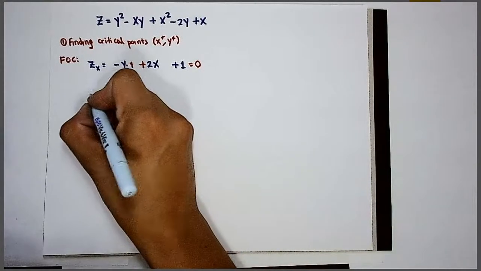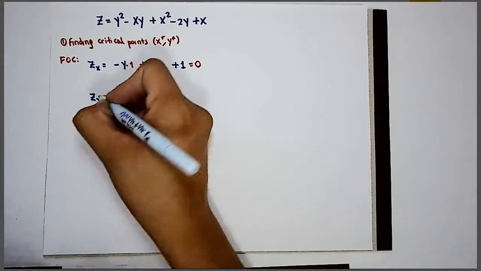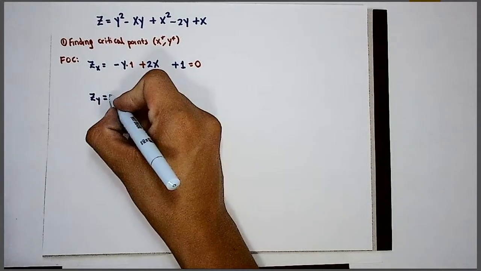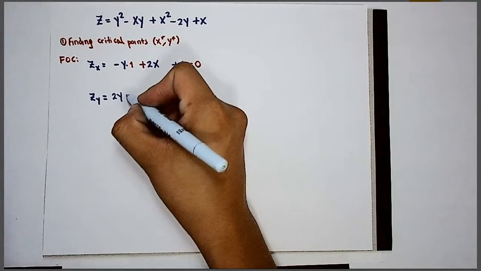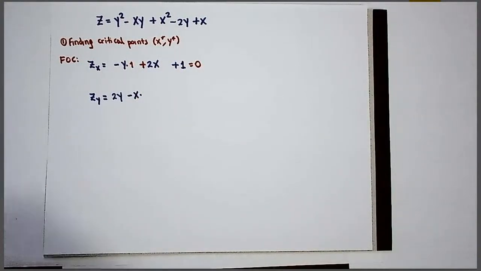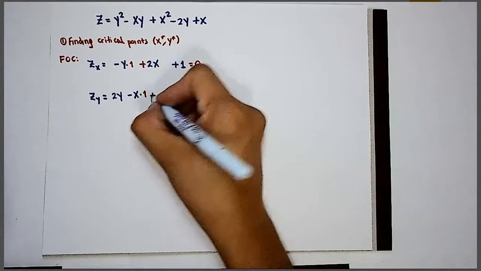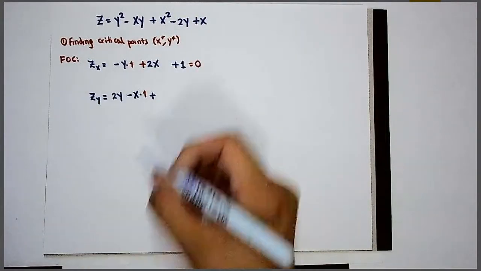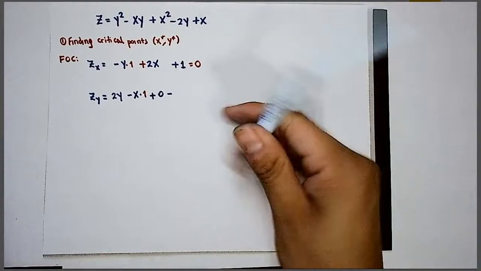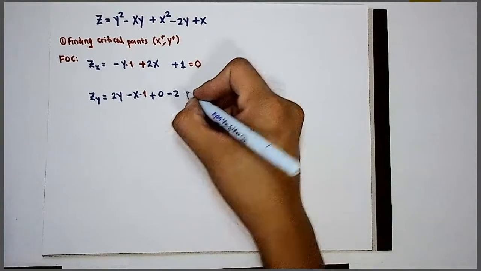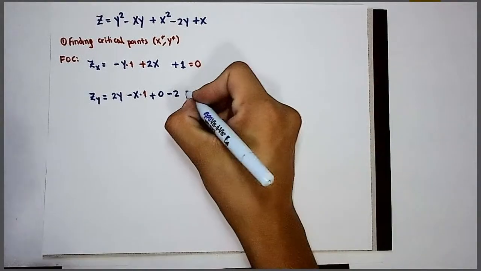Now we need to take the derivative of z with respect to y. This is 2y, here x is a constant, times the derivative of y with respect to y, which is 1, plus the derivative of x squared, which is 0 with respect to y, minus the derivative of 2y with respect to y, which is 2, and this is equal to 0.